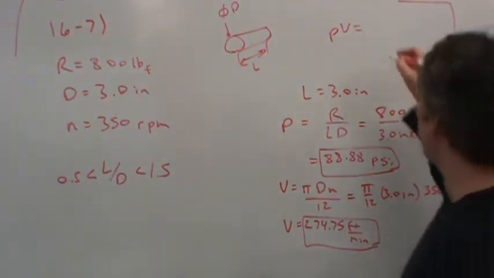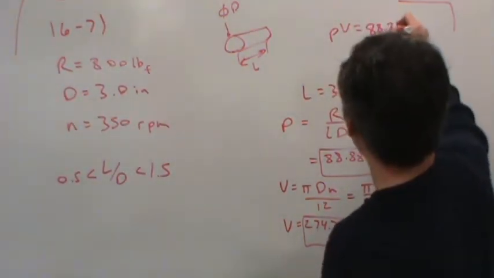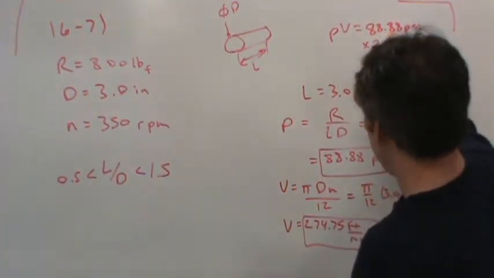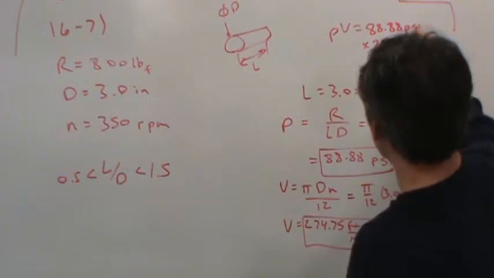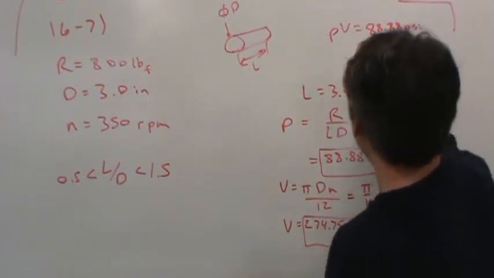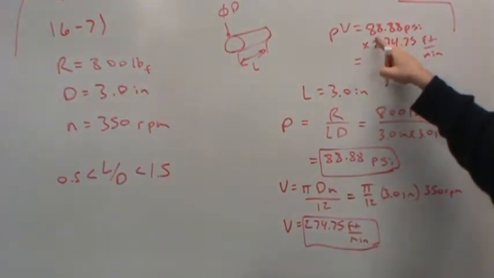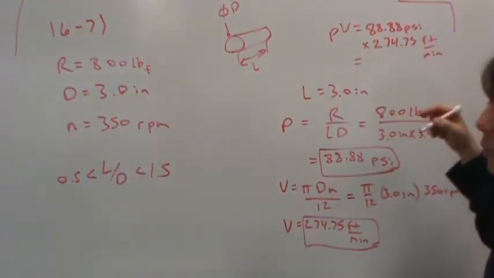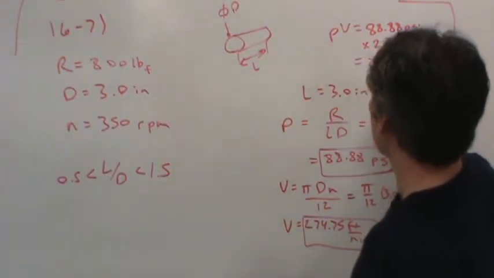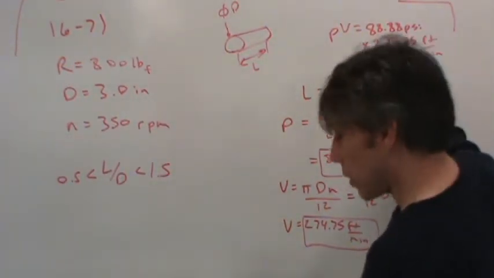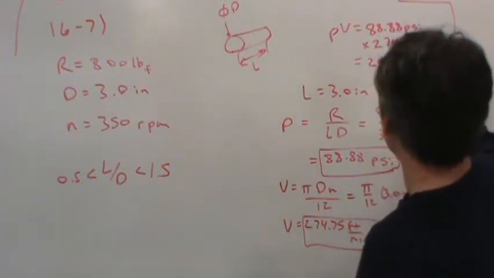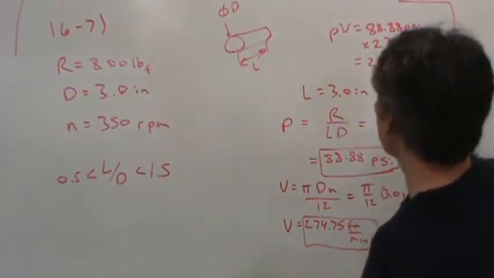Okay, so 88.88 psi multiplied by 274.75 feet per minute. And you could round this off. You could take this to 89 or 90 times 275 if you wanted to. It really doesn't matter. How much did you say it was? 24,432. Thank you. And that's psi feet per minute. Those are the units that we have.